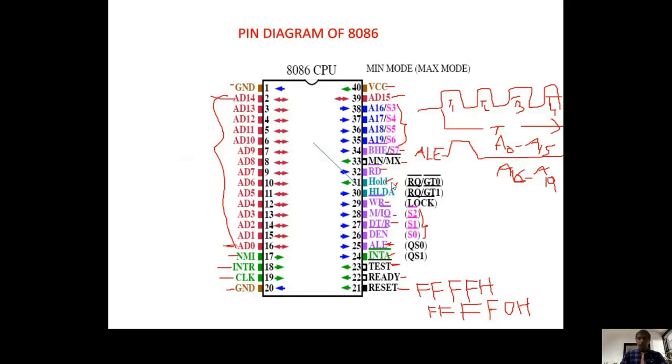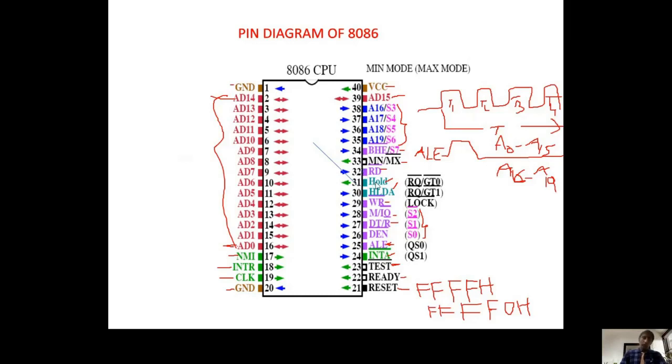See here, these two pins are used by an external master for requesting the processor system bus. These two pins are used by which one? External master. For which purpose? For requesting the processor system bus. What is the system bus? It's the combination of address bus, data bus and control bus. Because these three buses are present in the 8086, it acts like one processor and executes all instructions because of the system bus.